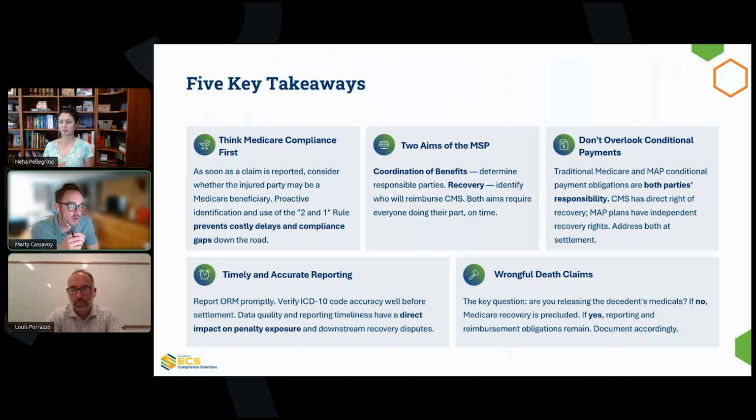And then lastly, wrongful death claims. Again, this is the number one question that I've been receiving the last month or so. The big question for you is, are you releasing the decedent's medicals? If no, then Medicare recovery is precluded and you don't have to report the claim. If yes, you need to report the claim to CMS via Section 111.